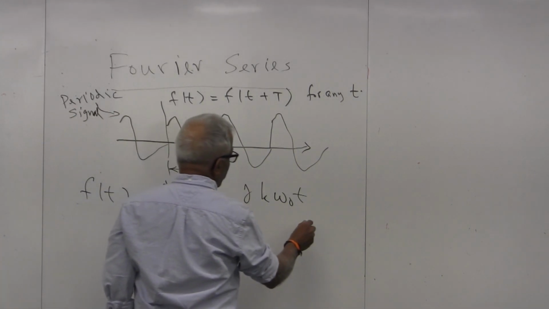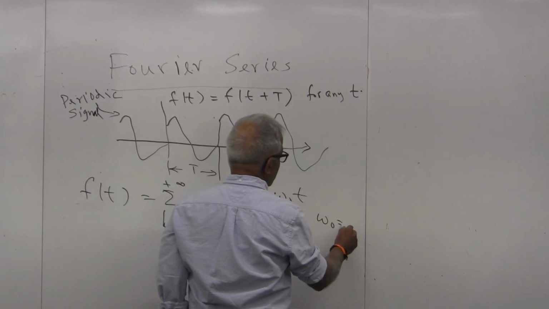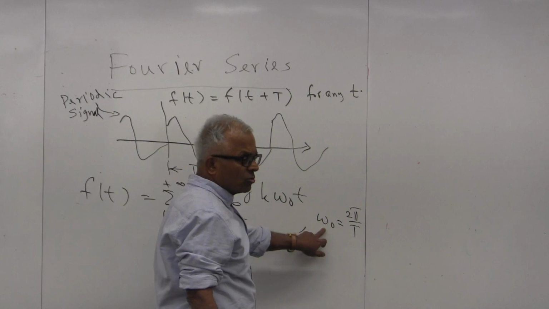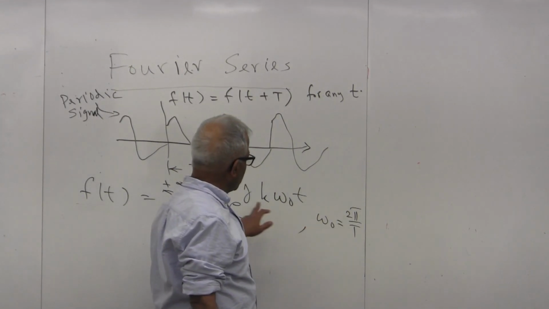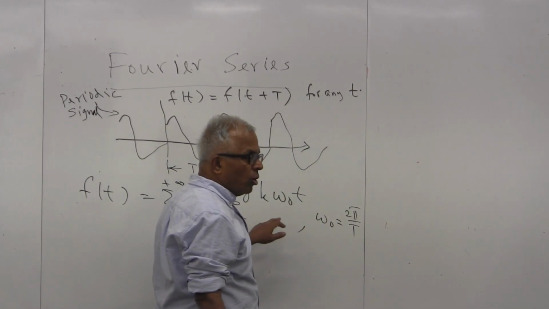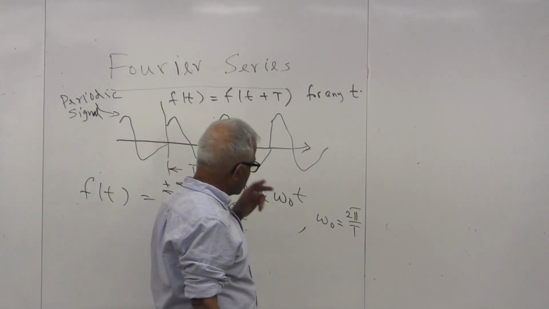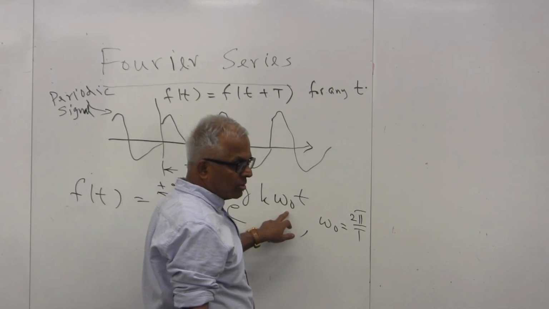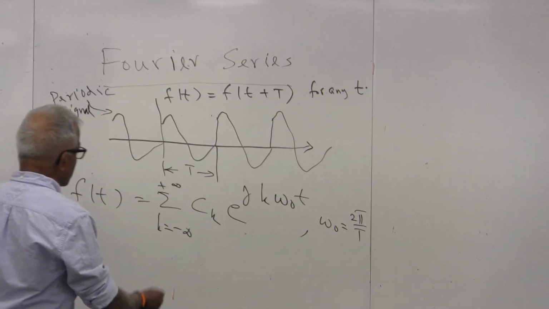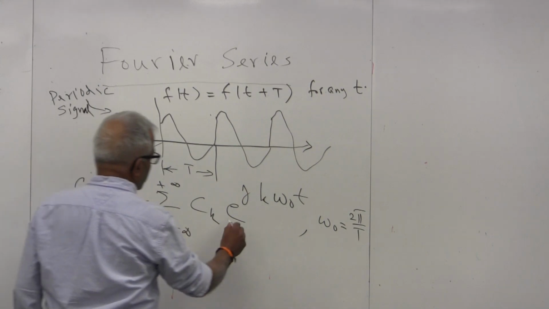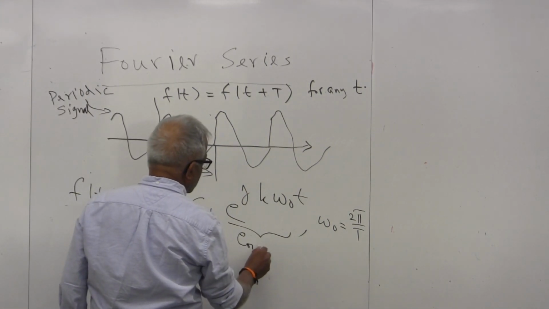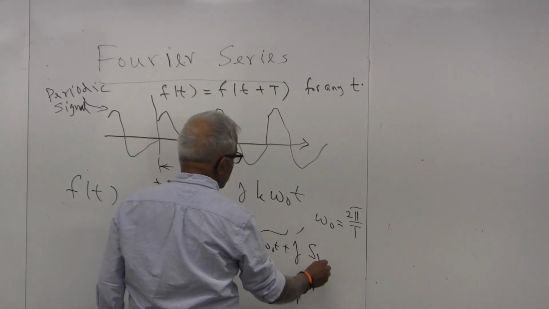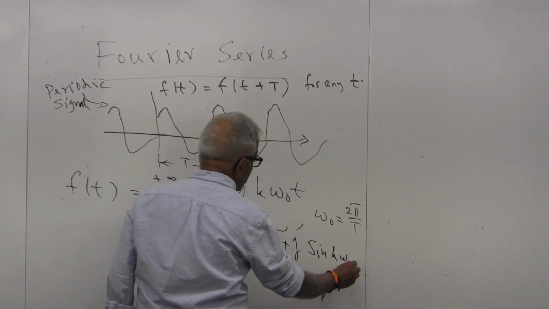Where this omega naught is 2 pi over T. This is called the fundamental frequency because after all this is a complex sinusoid, sines and cosines. So this is a complex sinusoid at frequency k omega naught. K is this index, and here Ck is the amplitude. Remember, this is something like cos k omega naught t plus j sin k omega naught t.